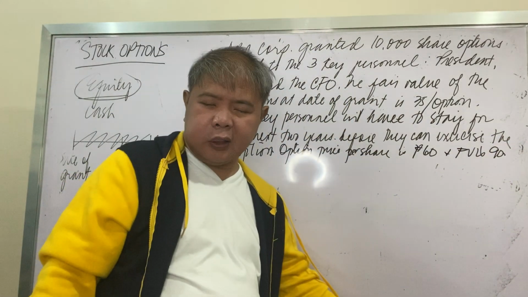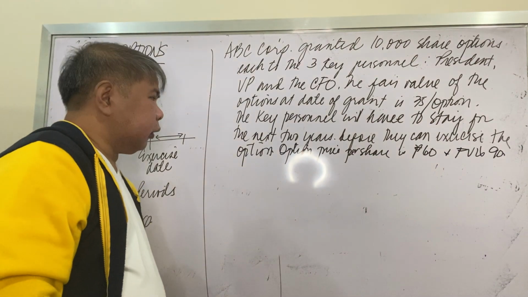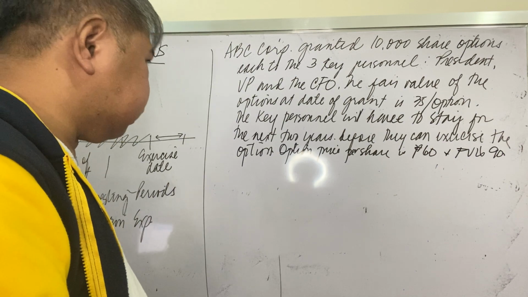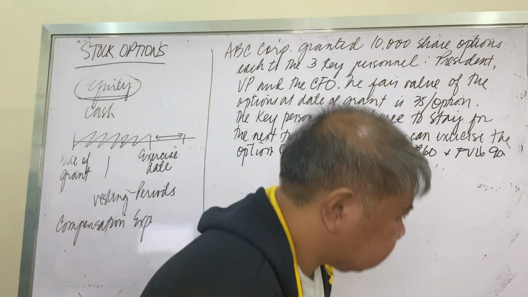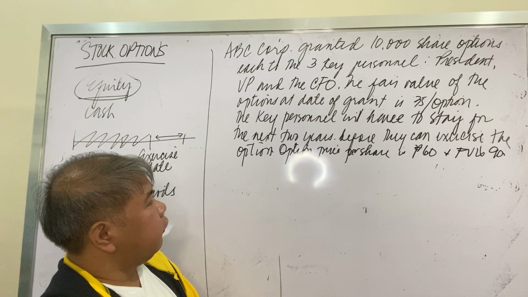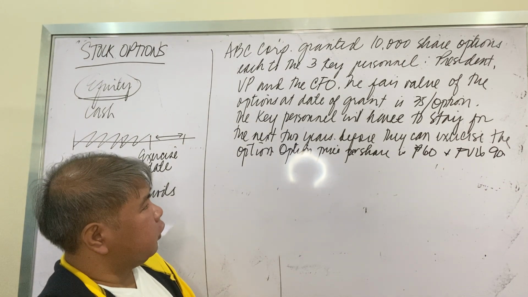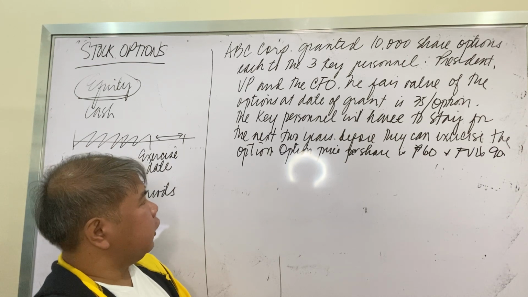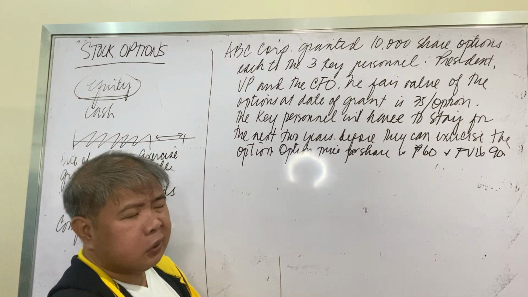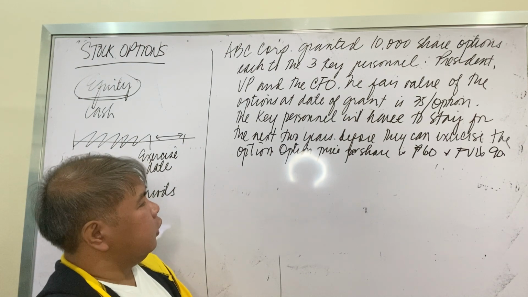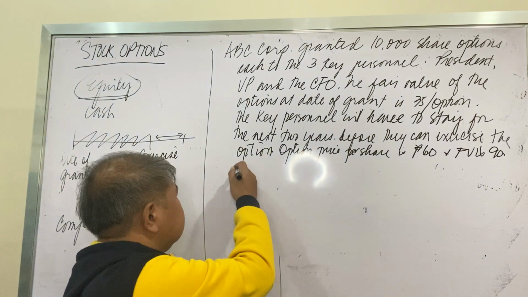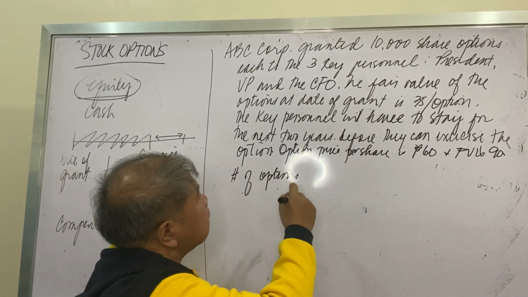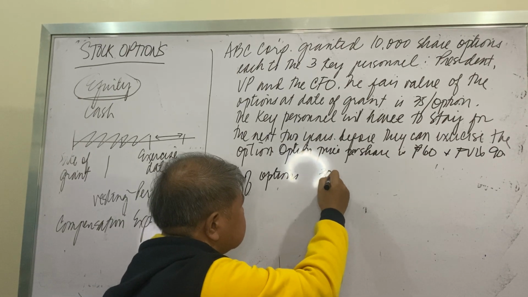Okay, so let's have this example. The Capital Corporation granted 10,000 share options to each of the three key personnel, the president, the vice president, and the CFO. The fair value of the options at date of grant is 35 pesos per option. The key personnel will have to stay for the next 2 years. So the next 2 years will be the vesting period before they can exercise. How many options? That's going to be 10,000 times 3, that's 30,000 options.